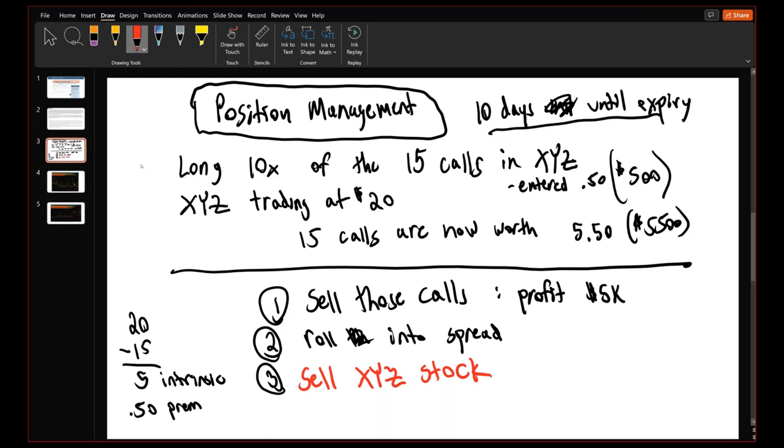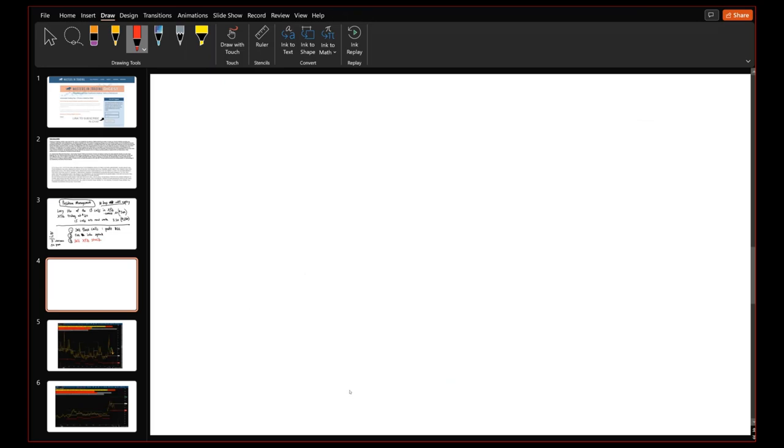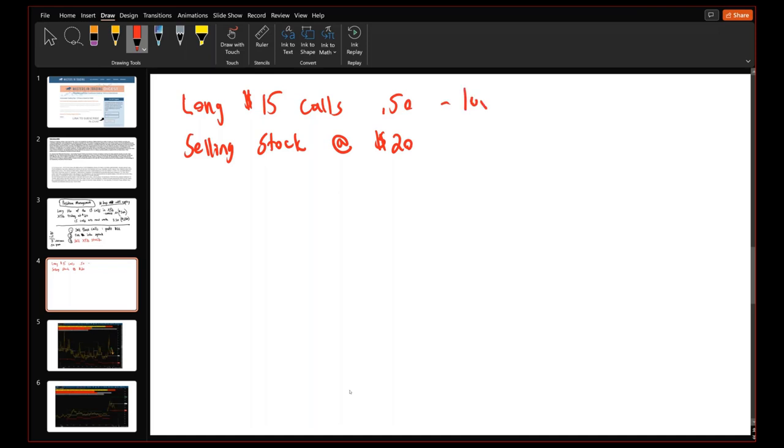I'm running out of room here. I should have written smaller. Okay, we're long 15 calls, 50 cents, and now we're selling stock at 20. If we're long 10 times 500 risk, and we sell stock at 20, and let's say we sell 1,000 shares, what's our risk now? What's the most amount of money that we could lose?